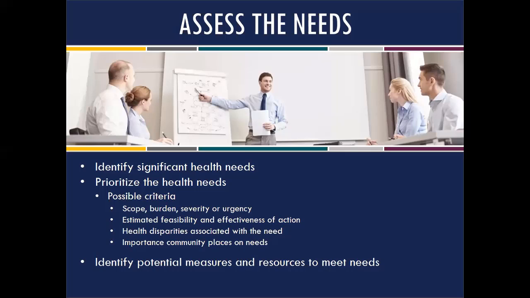Some possible criteria that the IRS gave in prioritizing the health needs might be the scope, the burden, severity of the problem, the feasibility and effectiveness of doing something, any health disparities that might be associated with the needs, and then again, the importance the community is placing on that need.